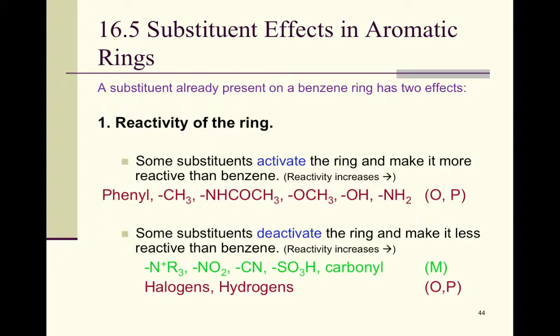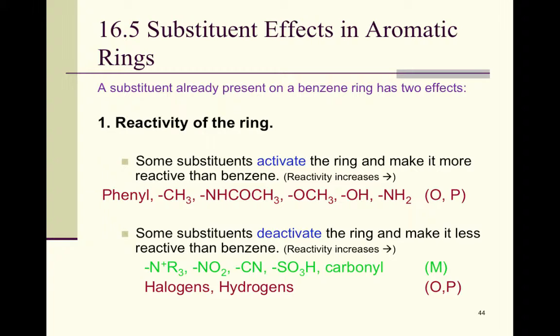But what I do want to point out, and again, the next couple slides will be in more detail, of all the directors here, all activators are OP directors. All metadirectors are deactivators with the exception of halogens. Halogens are the only OP directors that deactivate the ring.